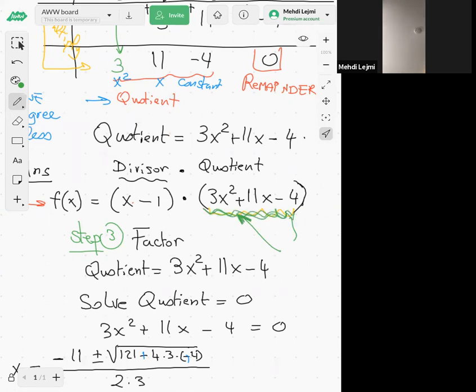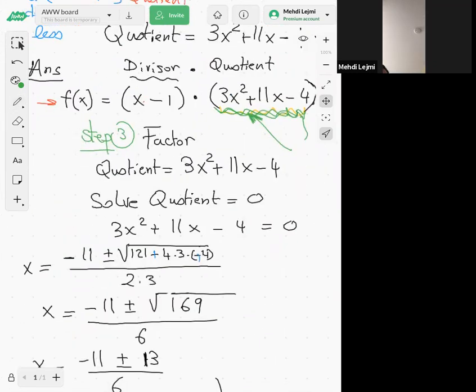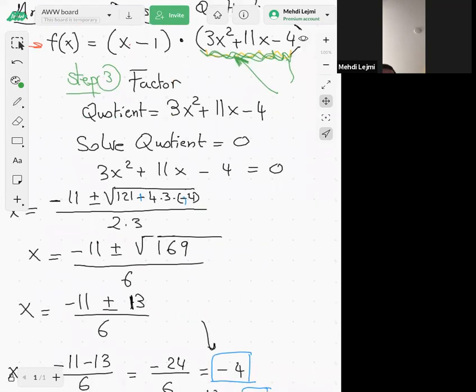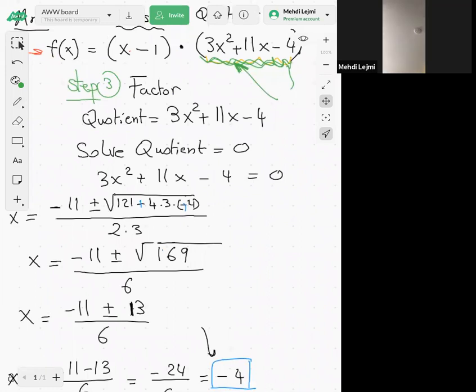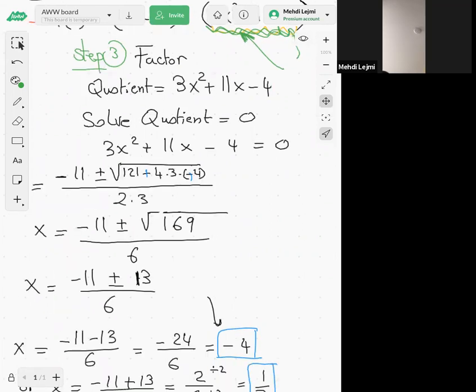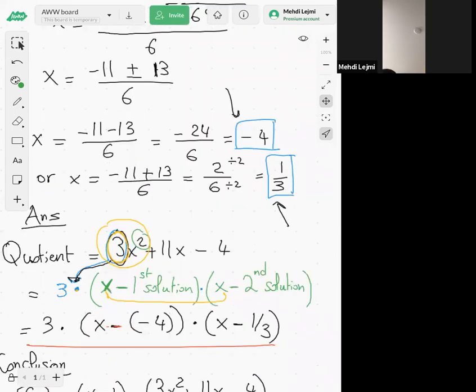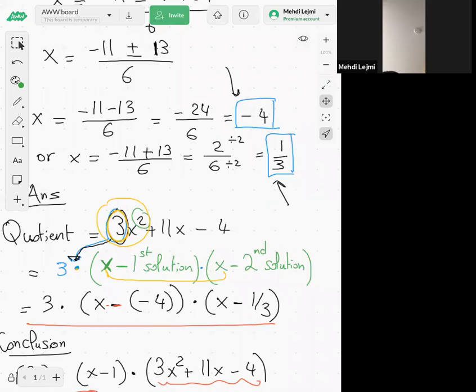And so that's what I did in this step 3. I want to factor this 3x squared plus 11x minus 4. This is a quadratic function, so there are different ways to factor it, but I would say the easiest way is to use the quadratic formula, because once you have the solutions, the factorization will be of the form x minus the first solution times x minus the second solution, right?